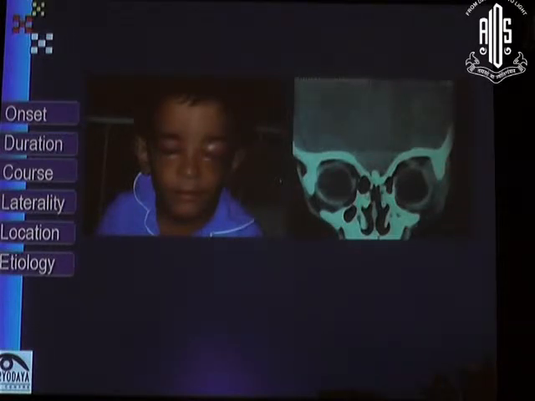And this child had suppurative acute bacterial dacryoadenitis and again responded very well to systemic antibiotics as well as steroids given later. Okay, another child, this is a 4-year-old child complaining of double vision.